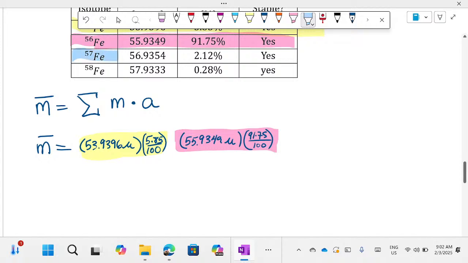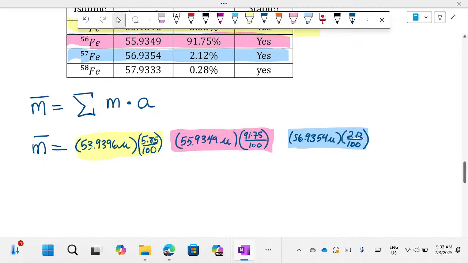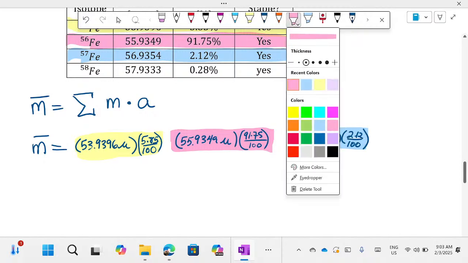What's the next isotope? It is indeed 56.9354. And that's multiplied by 2.12 out of 100. Good. And our final isotope. We're so very close, team.